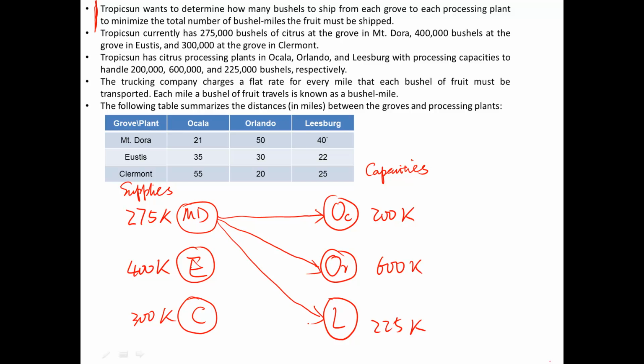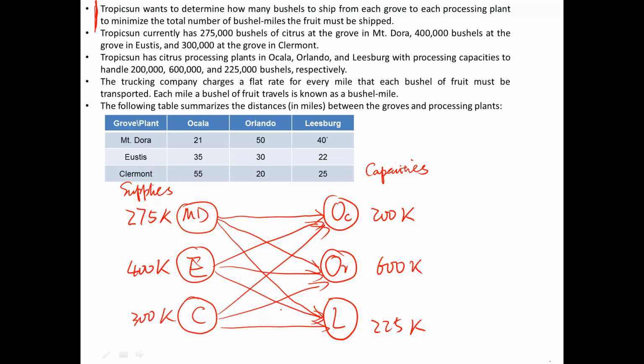Okay, so there are three decision variables just to consider how many to ship out from Mandora. Now for Eustis and Clermont, they are the same. We need to determine how many to ship out from these two groves to the three processing plants. So these arrows here represent the decision variables that we're trying to determine. Okay, so there are 9 decision variables that we need to determine, and of course we can use x1 through x9 to represent these arrows.